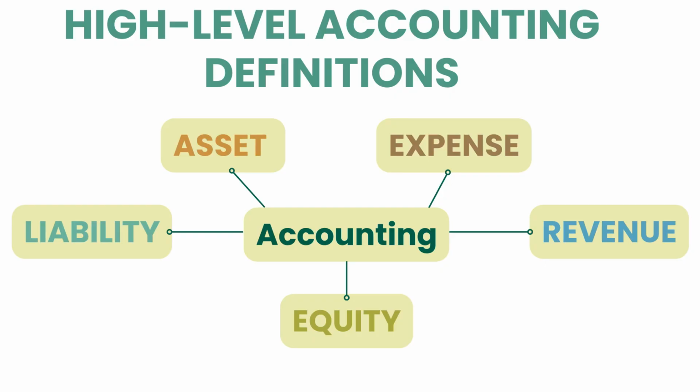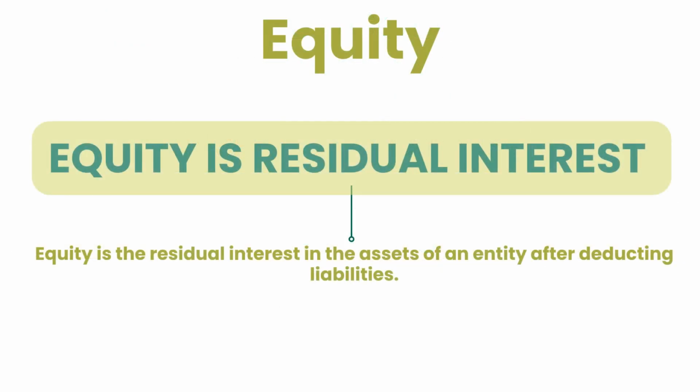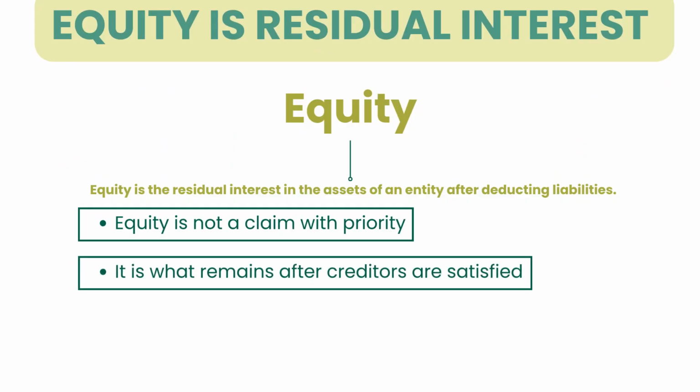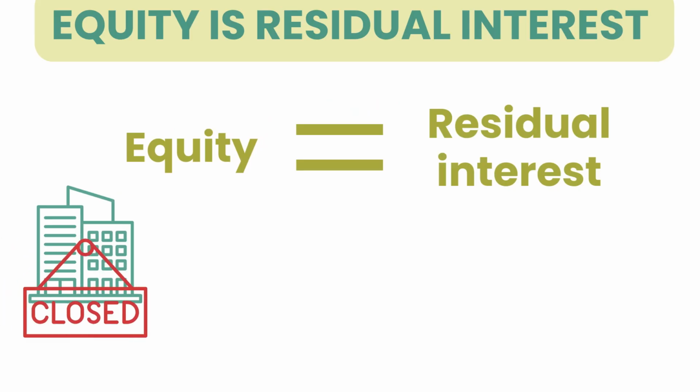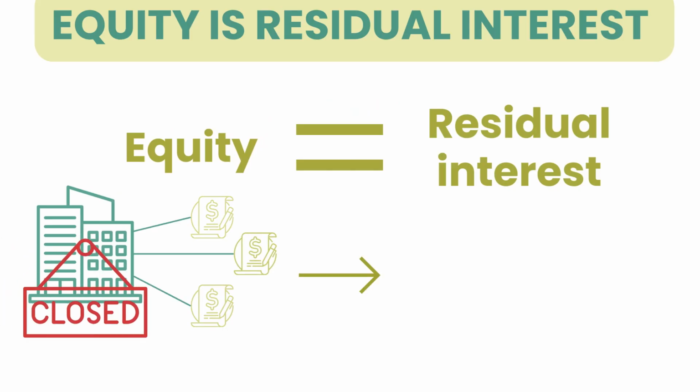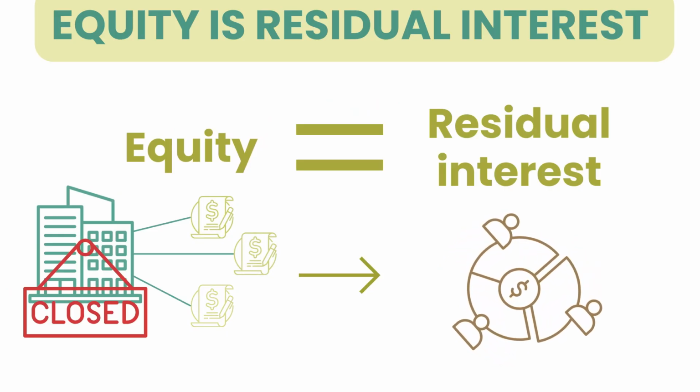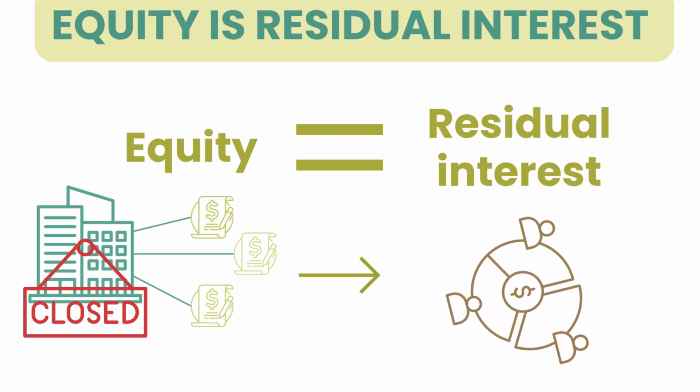Equity is residual interest. Equity is the residual interest in the assets of an entity after deducting liabilities. In simple terms, creditors get paid first. Whatever is left belongs to the owners. Key clarifications. Equity is not a claim with priority. It is what remains after creditors are satisfied. That's why equity is sometimes called the residual interest. If the company were liquidated today, equity holders would receive whatever remains after all obligations are settled, which could be a lot or nothing at all.